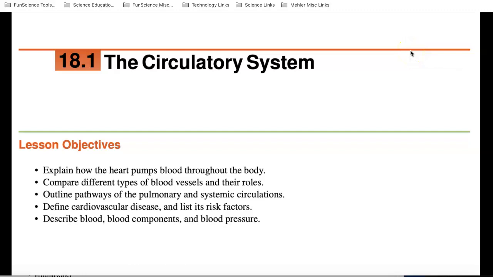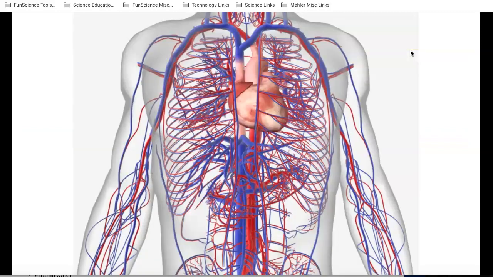Welcome to 18.1, the circulatory system, and here we're going to look at how the heart pumps through the body. We're going to look at the different types of blood vessels and their roles and outline the difference. This is an important one, the pulmonary and systemic circulation systems. Talk a little bit about cardiovascular disease and blood and its blood components.